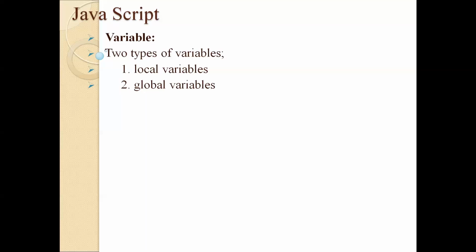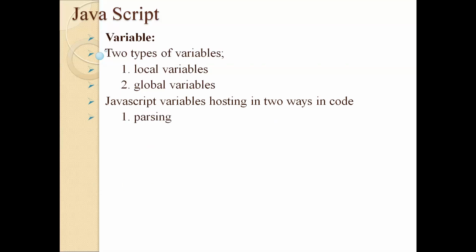So similar to C programming language, here also the variables are categorized into two types: local variables and global variables, right? So now let us have a look at these two type of variables and how we can define these variables and what is the scope of those variables in the next example. Before going to that example, let us look at how these variables are hoisted in the code. So JavaScript variables hoisting in two ways in the code, right? Those are the two variables, local and global.